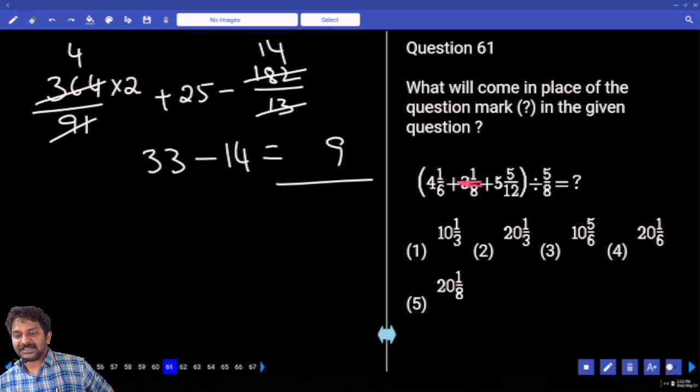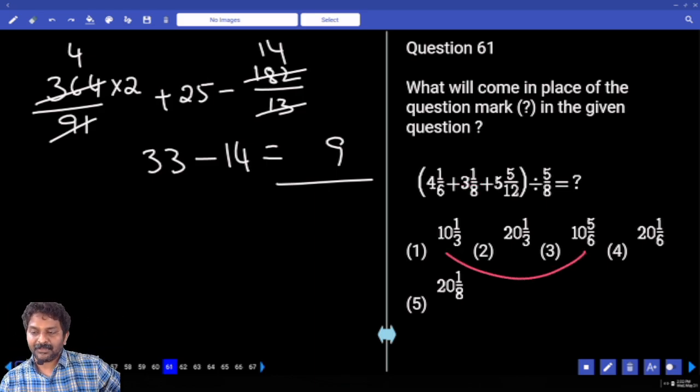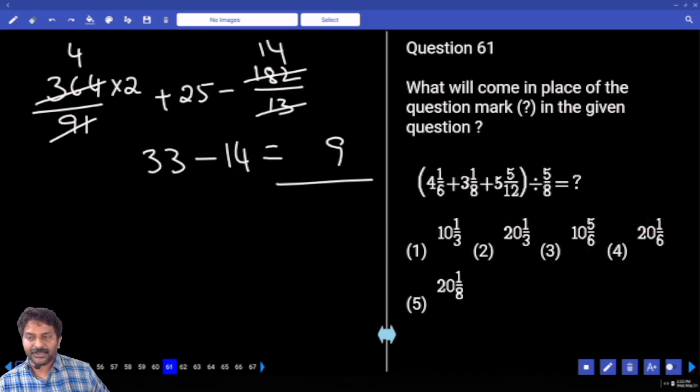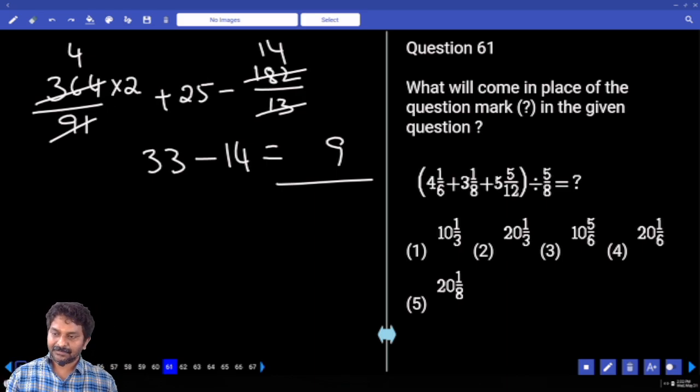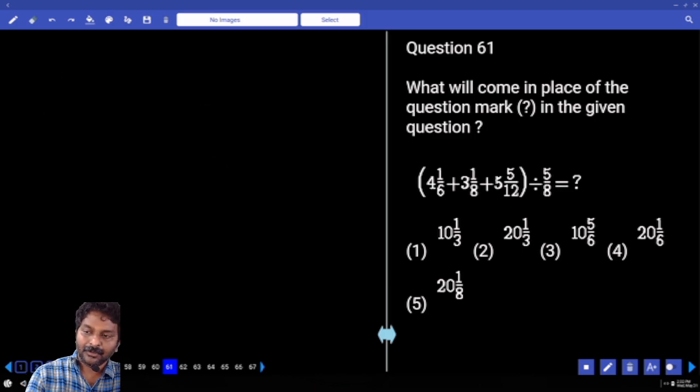So the options are close enough. These two are very close. 1, 3, 5. These are very close. So we cannot identify the answer by using approximation. We will have to calculate it exactly. 4 plus 3 plus 5.